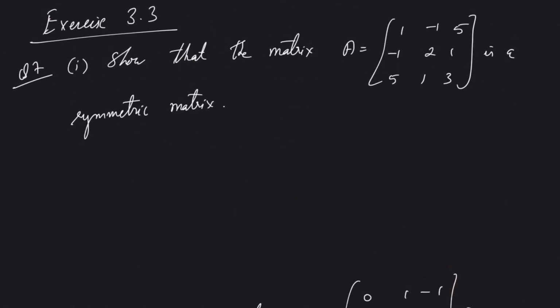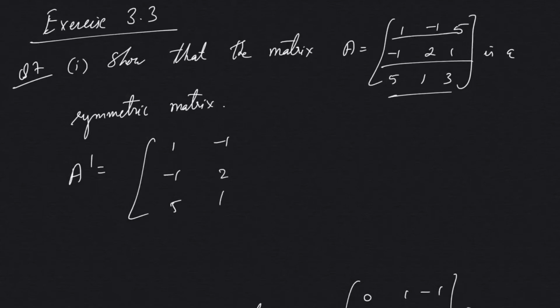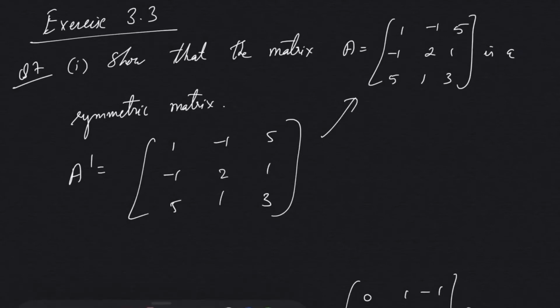Exercise 3.3: show that the matrix A is a symmetric matrix. So let's try to take the transpose. Rows to columns, 1 minus 1 5, rows to columns, minus 1 2 1, rows to columns, 5 1 3. Check, isn't it the same matrix? I believe it is the same matrix. First row same, second row also same, third row also same. So this is symmetric.